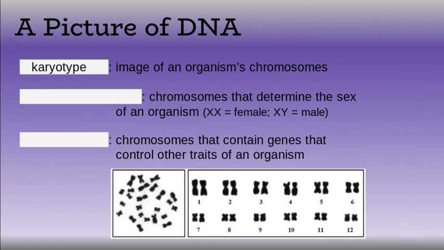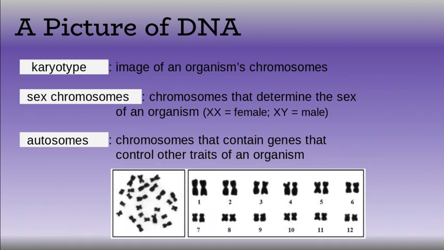A karyotype, this is what we're going to focus on today. This is an image of an organism's chromosomes. So you can actually get all the chromosomes of an organism from one of their cells, and you can take a picture of them, line up the chromosomes, and you can figure out some information about this living thing.